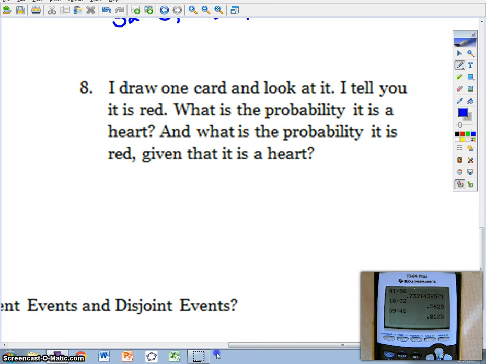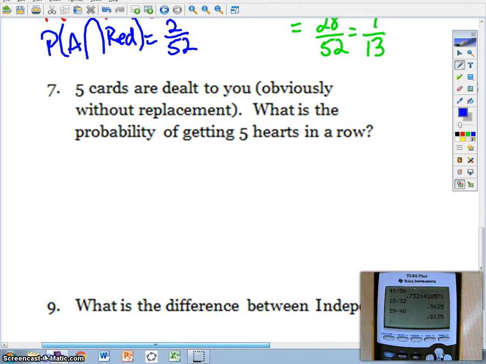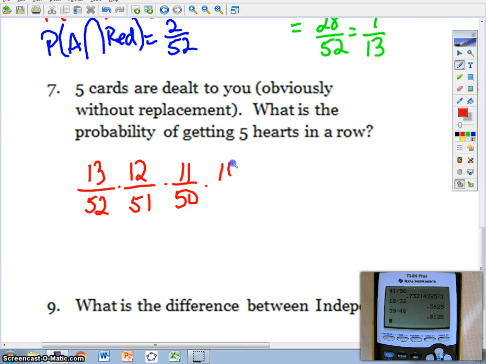Few more. 5 cards are dealt to you without replacement. What is the probability that you get 5 hearts in a row? Well, the probability of the first one is a heart, 13 out of 52. You are holding a heart, which means the probability of the next one is 12 out of 51. And the third one, 11 out of 50. And the fourth one, 10 out of 49. And the fifth one, 9 out of 48.